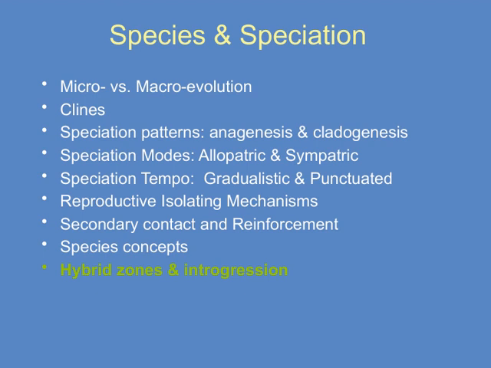Speaking of hybrids, hybrid zones are regions where two species interbreed, often resulting in introgression or gene flow between species, which can complicate the boundaries we define as species. Finally, understanding different species concepts helps us interpret these processes, whether it's the biological, morphological, or phylogenetic perspective. All these mechanisms and concepts work together to shape the incredible diversity of life we see today.